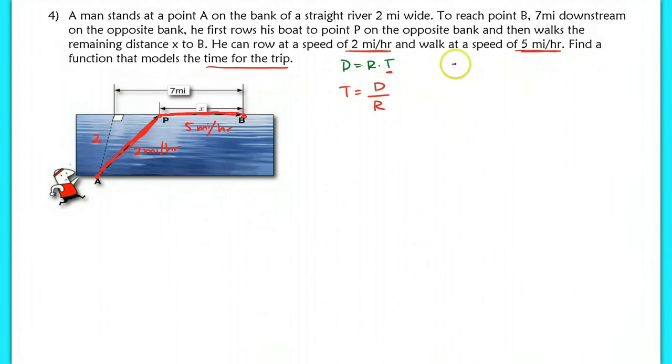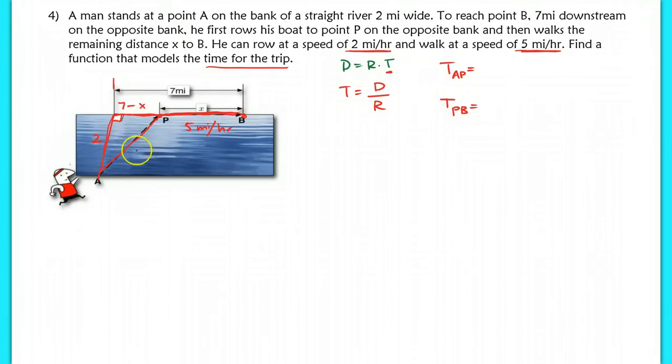I'm going to take the time that it takes him to get from A to P, and I'm also going to find the time that it takes him to get from point P to point B. Alright, so let's work on from A to P. From A to P, this is a distance that we can express because we have a triangle. That's something that you want to notice here, that you have a right triangle, and if from this point to this point is 7 miles, and he walks X amount of miles, then this segment is going to be given by 7 minus X.